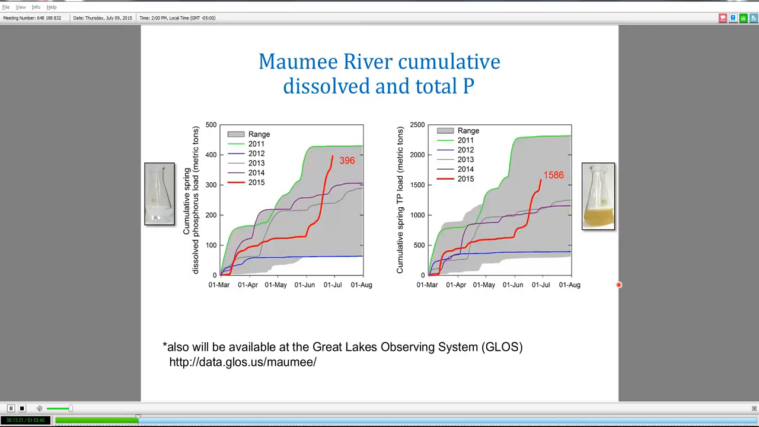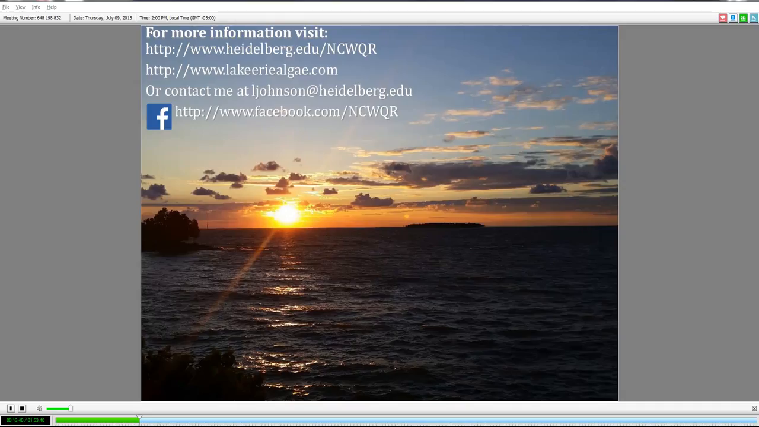I do want to point out that all of these data, hopefully within the next month and definitely next year, are going to be available also on the Great Lakes Observing System, where you can interact with the data a little bit more, pick whatever year you want to compare, and see it anytime you want to, instead of just through an email once a week. So I believe that is everything I have. If you have any questions that you can't answer through the webinar, feel free to go to any of these web pages or email me.